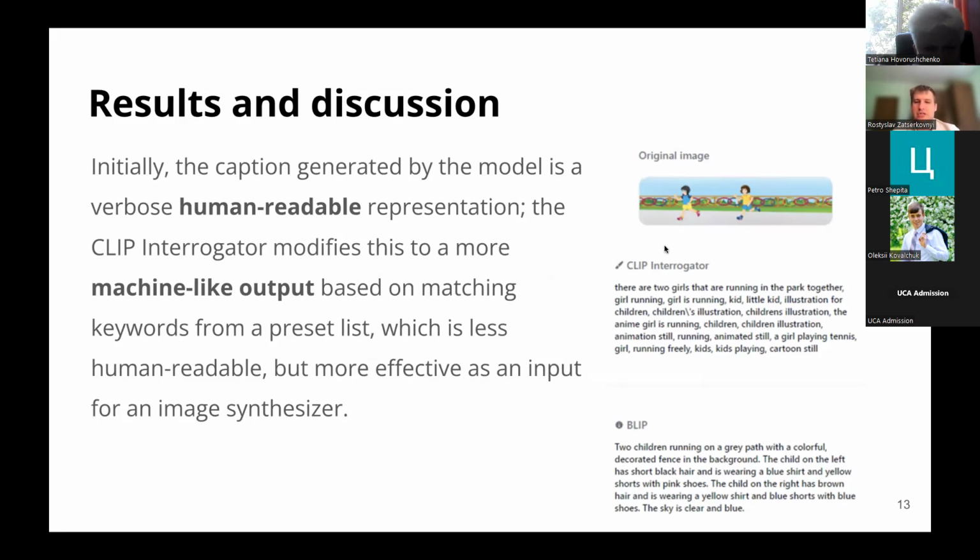So our CLIP Interrogator generates this sort of prompt, but first we start with BLIP, which actually generates a more descriptive, human-readable format. So we can see two children running on a gray path with a colorful decorative fence in the background. They describe the children's clothing, although it is not quite essential. And then our algorithm converts this caption into basically the closest matching keywords in the flavors dataset. So you can see, for example, running, close grid, illustration for children, and basically determine these keywords based on the similarity with the original caption.